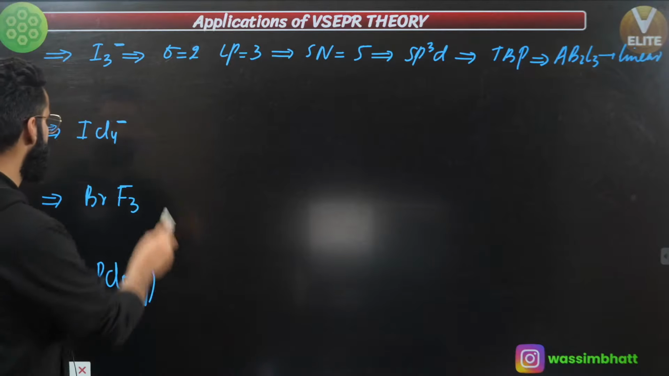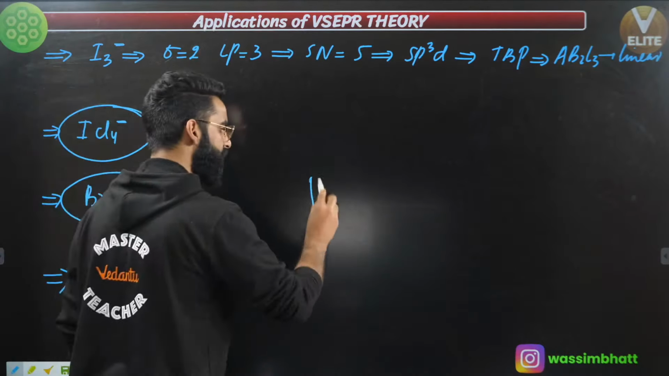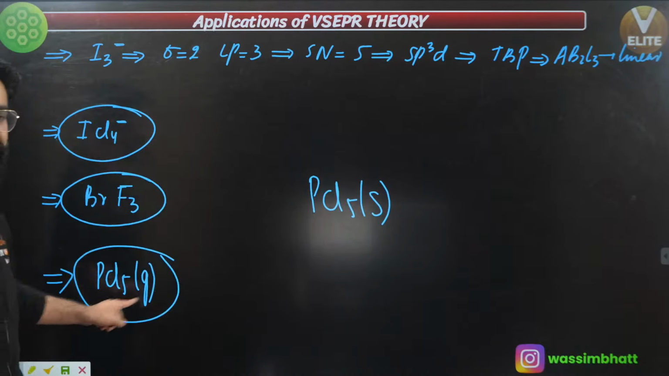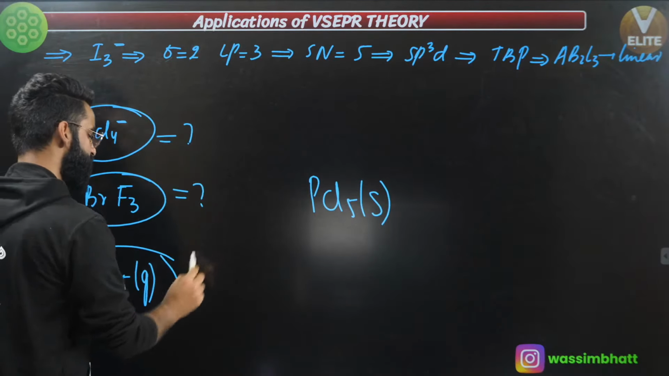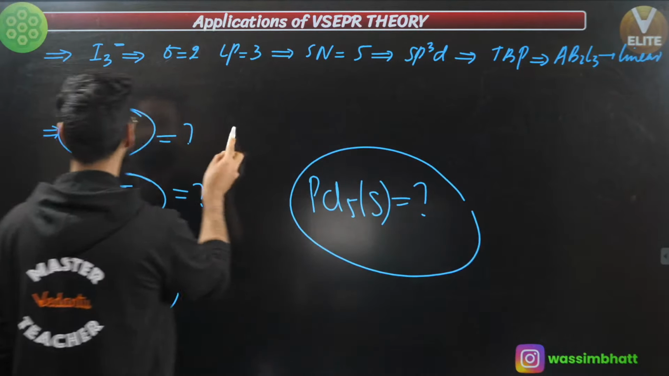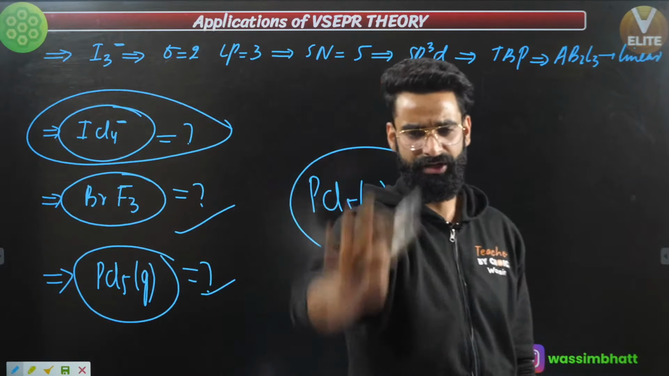Perfect, guys. So this one, and one more, that is PCl5 solid. This is PCl5 gas, this is PCl5 solid. Do let me know their hybridizations, their geometry, their shapes in the comment box right after this session. This is your homework and I'm damn sure you can do it, right?